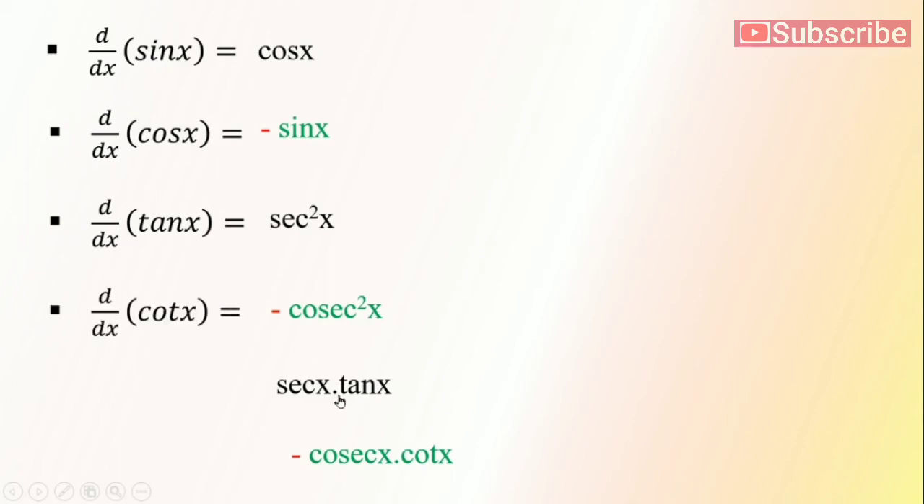Cot x. Now sec x tan x, only sec x. Remember, differentiation of sec x is sec x tan x. Remember this function, sec x tan x. Then here cosec x means d by dx of cosec x, you see.